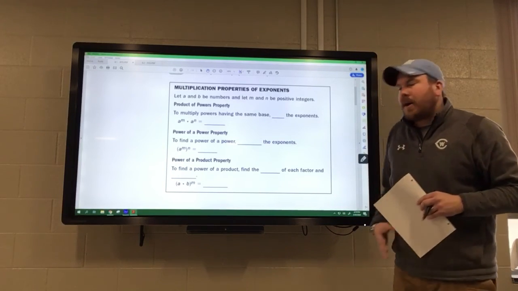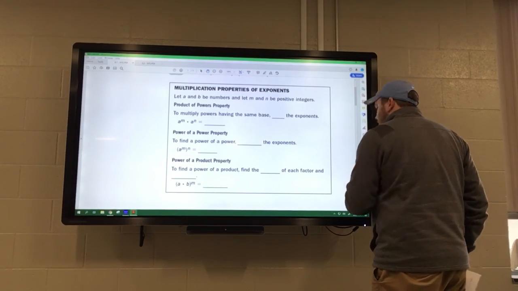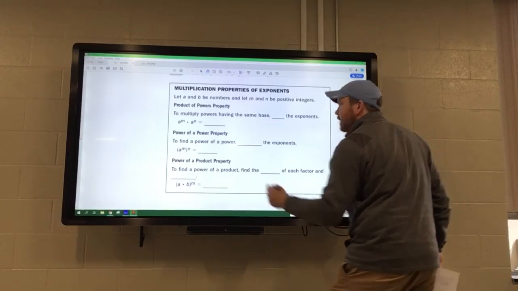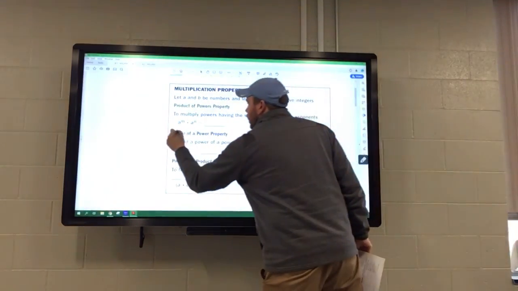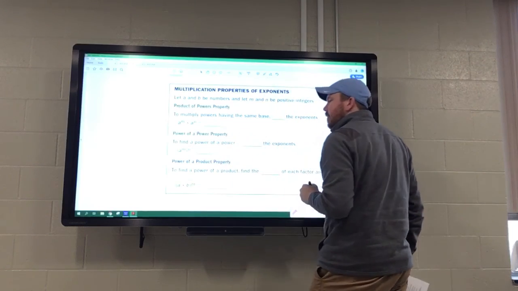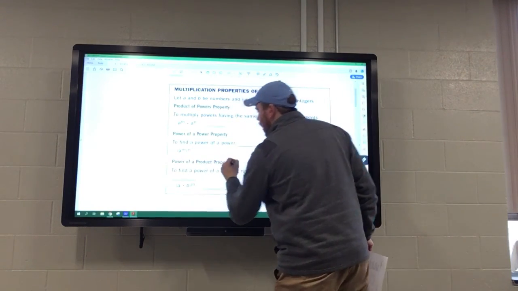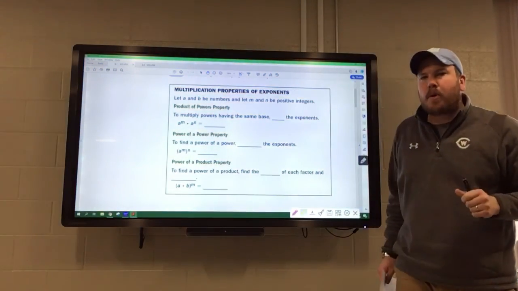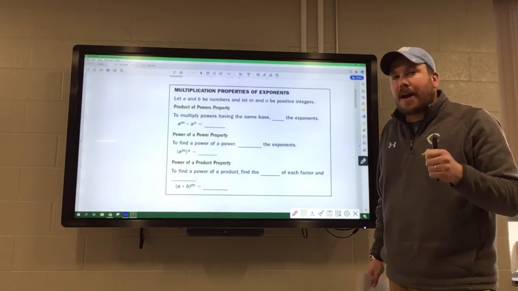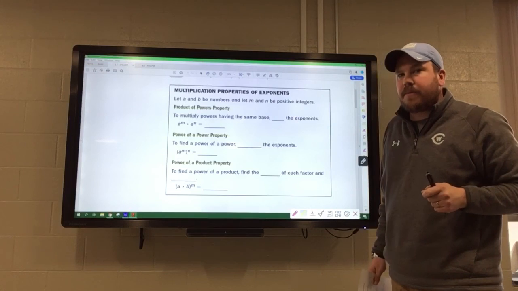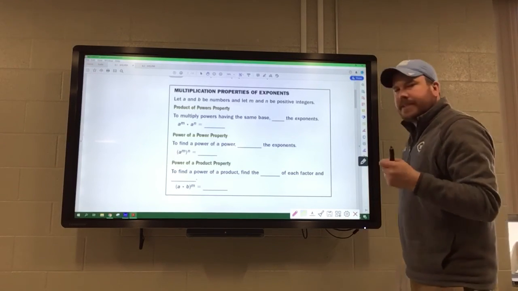We are going to learn about 3 different properties today. The first one is called the product of powers property. The second one is called the power of a power property, and the third one, the power of a product property. Before you panic about how similar these names are, please know that I am not going to quiz you on the names of the properties, okay? You just need to be able to use them.